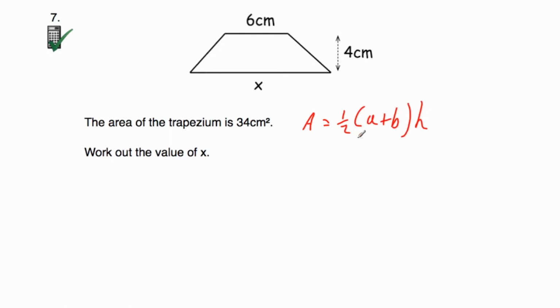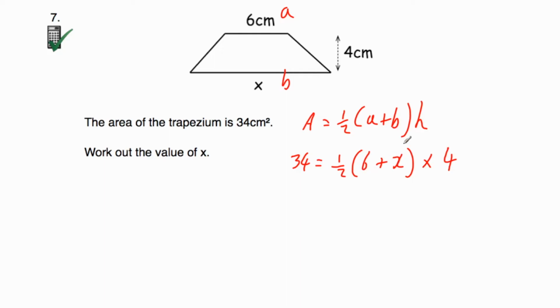So the area is equal to half (a plus b) times the height. The area is equal to 34. And that's equal to half of, in brackets, a plus b. So our two parallel sides would be the top and the bottom. So that means that a would be equal to 6, and our b would be equal to x. And then that's multiplied by the height of the trapezium, which is 4 centimeters.